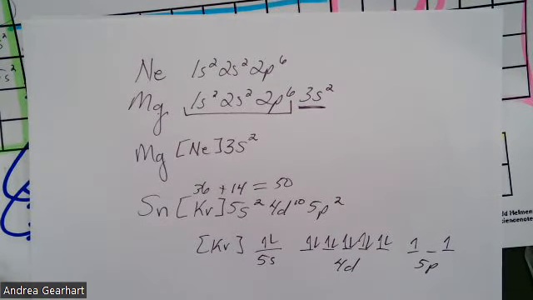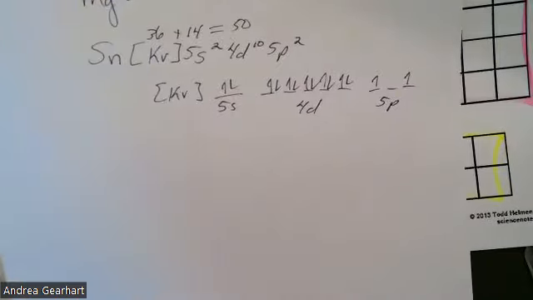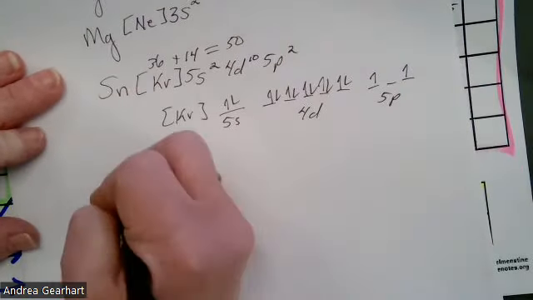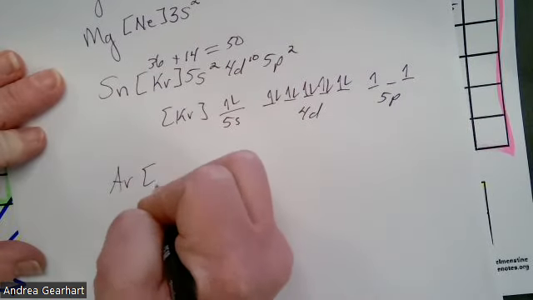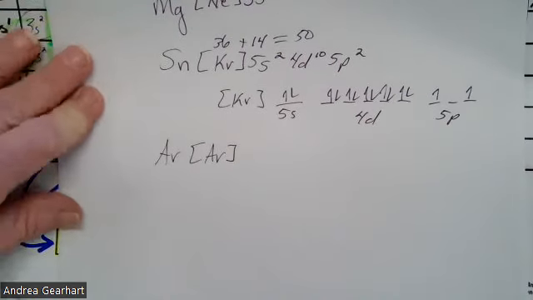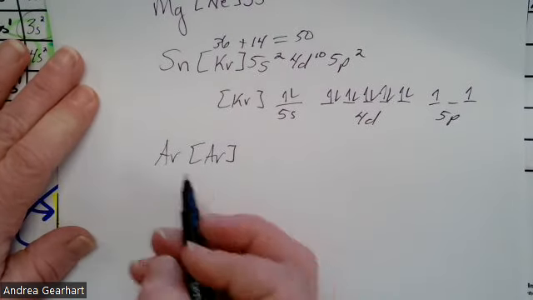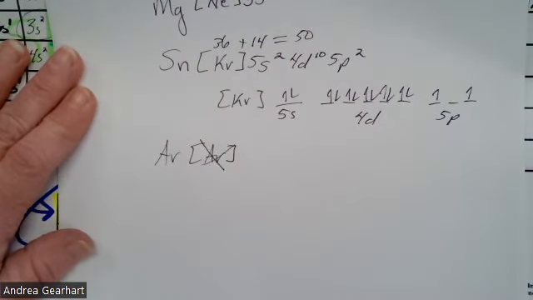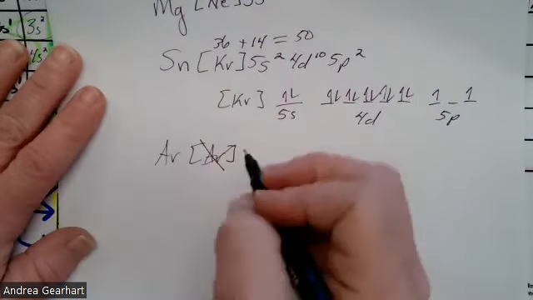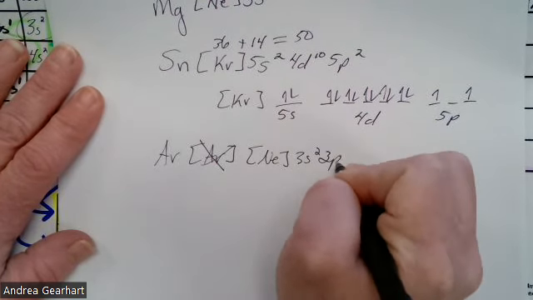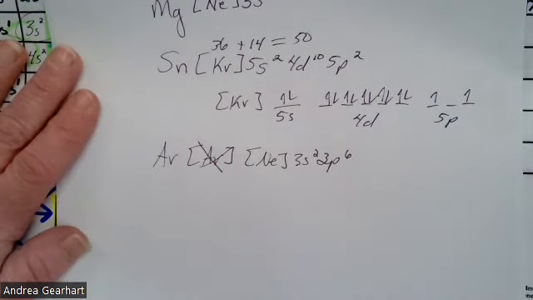Now, students will often, if I ask, let's say for argon, but that is not following the procedure. No, you go to the noble gas in the period above. So it would be neon, 3s2, 3p6. Sorry. No.